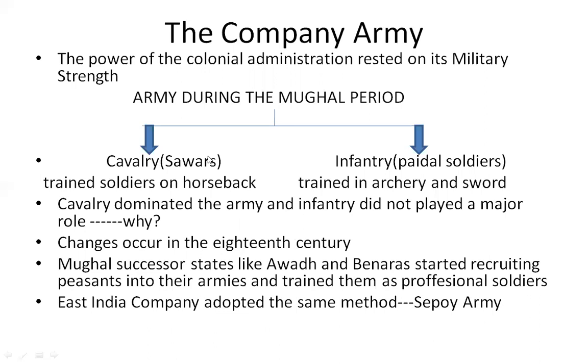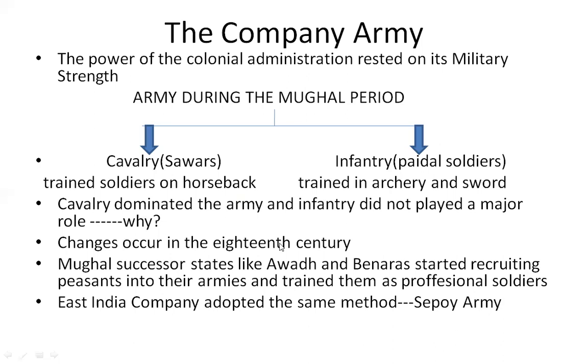Cavalry were the sawars, the soldiers who fought on horseback, and infantry were the soldiers on foot, who were trained in archery and sword. So cavalry dominated the army at that time, and infantry did not play a major role. Why? Because the cavalry, the soldiers on horseback, easily reached the enemies, and infantry had to march on foot, so they took more time to reach.